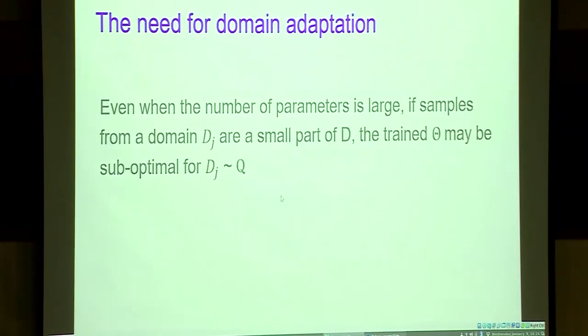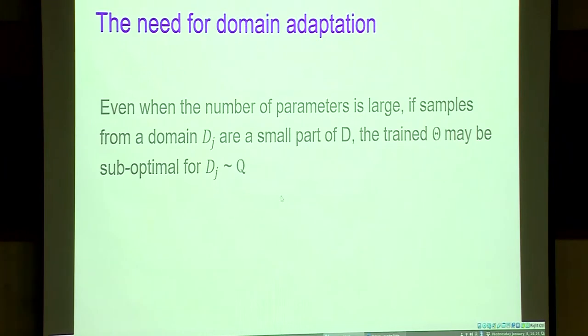So now you might wonder, if you are training a model with billions of parameters, why can't the model remember everything? It has seen some examples from the Q distribution also. So why do we need to even domain adapt? If I have trained a speech recognition model with both Indian accents and American accents and Scottish accents, and now I deploy it on the Indian accent, it should work, because it's not like you have tried to bottleneck the number of parameters. But unfortunately, that does not happen.